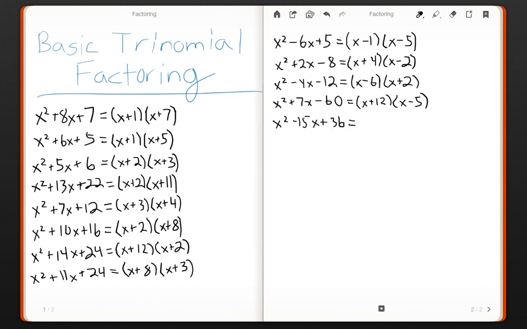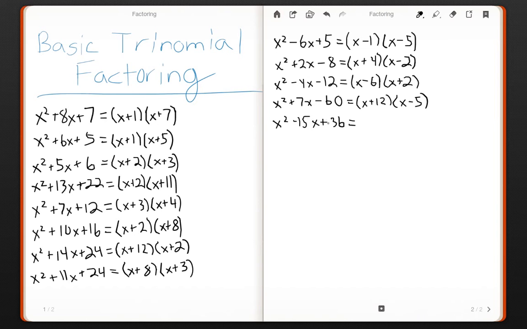Now with this one, it might be a bit confusing because we need to add to a negative number, but multiply to a positive number. So with this, you need to once again remember that another way to multiply to a positive number is to have both factors be negative. So what are two negative factors of 36 that add to -15?